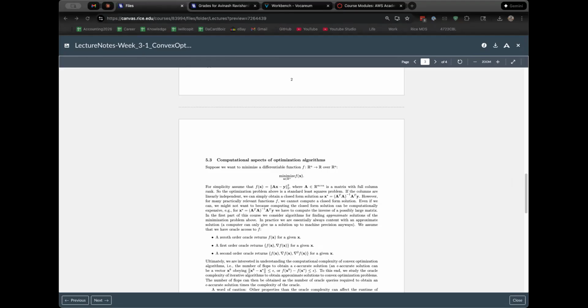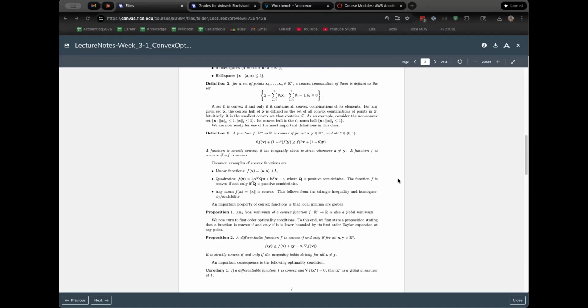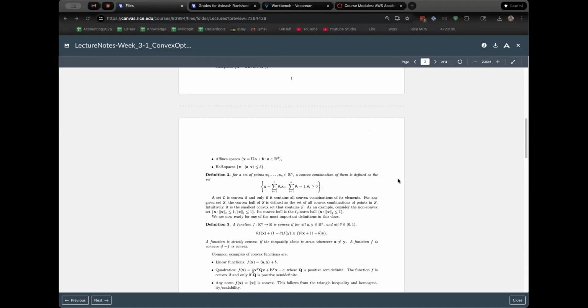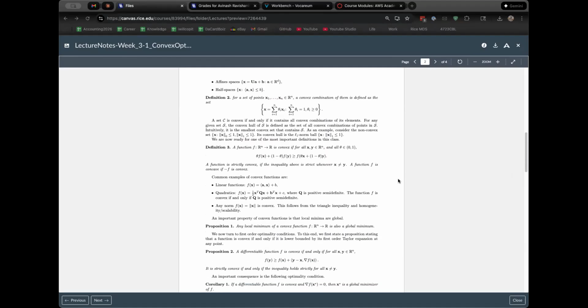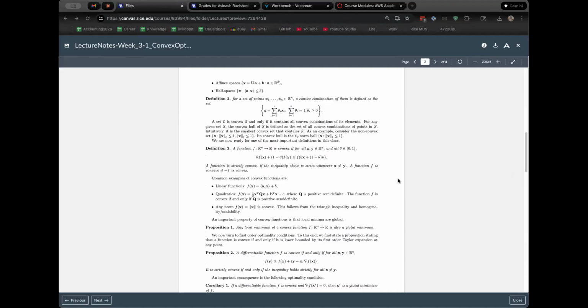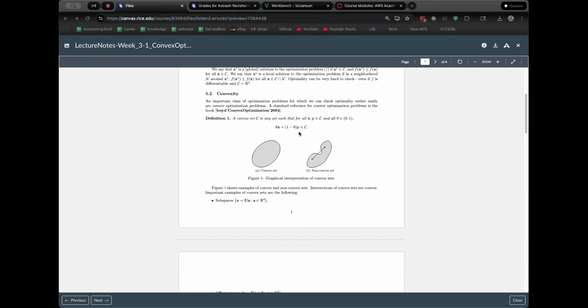So let's start with the convex basics part. Before definition two, there are three examples. Let's go through them first, just the bottom of the first page.